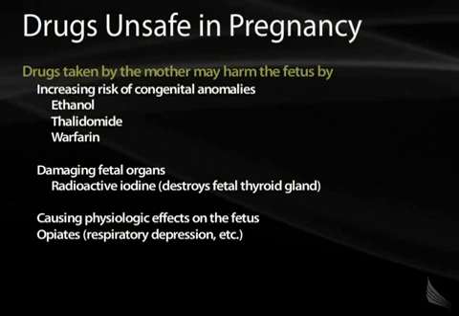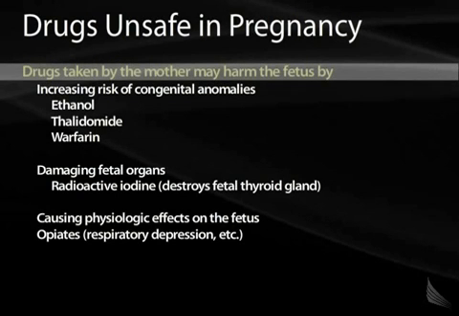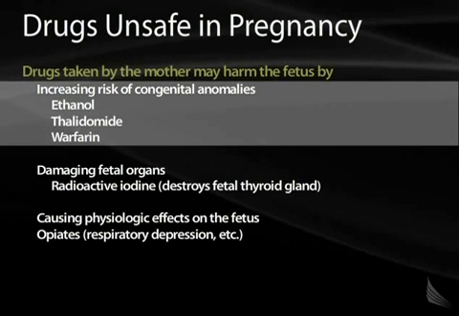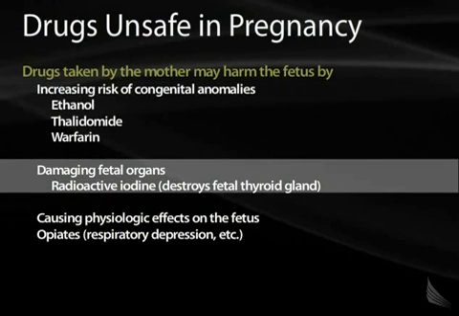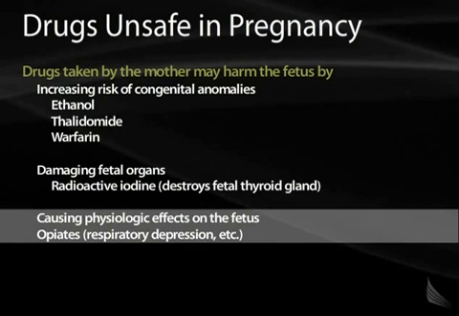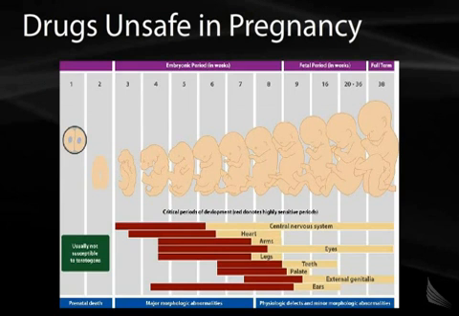Let's talk for a second about drugs that are unsafe in pregnancy. Remember that drugs taken by the mother can harm the fetus, and these are called teratogens. Many medications can cause a risk of congenital anomalies, especially ethanol, thalidomide, and warfarin, which are the classics. They can damage fetal organs. For example, radioactive iodine has been known to destroy the fetal thyroid gland. And opiates taken during pregnancy can cause physiologic effects on the fetus, causing hypoxia, for example, in the case of opiates.